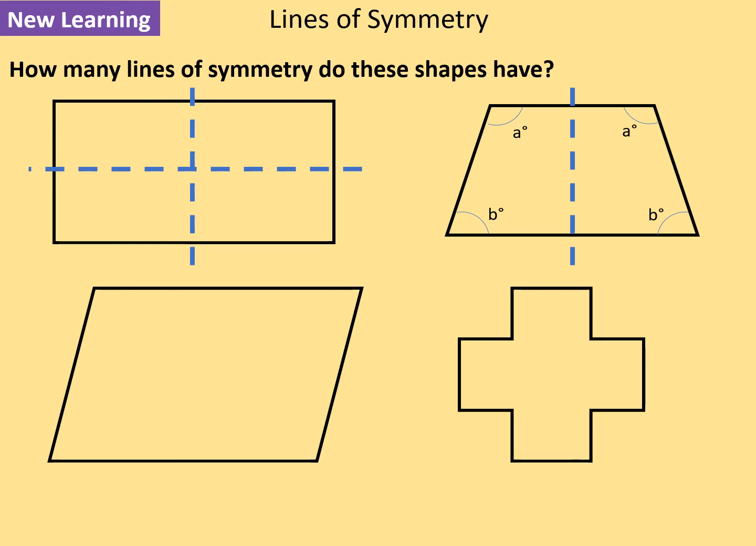It doesn't matter where you fold it or if you try to fold it with its corners, there will not be two exact same halves if you fold this on top of each other. So therefore a parallelogram has no lines of symmetry. And finally, this cross shape has 1 line, 2 lines, 3 lines, and 4 lines of symmetry, because the diagonals allow the shape to be completely identical when you fold this in half too.